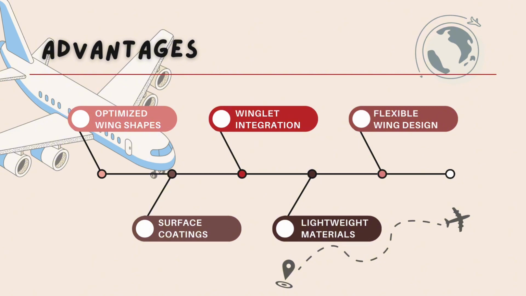Number 3, winglet integration. Winglets effectively reduce wingtip vortices and diminish induced drag, which can improve fuel efficiency and increase lift, especially during cruising phases of flight. Number 4, lightweight material. Utilizing lightweight and high-strength materials such as advanced composites reduces the overall weight of the wing. Reduced aircraft weight translates to lower fuel consumption and increased payload capacity, contributing to improved efficiency.